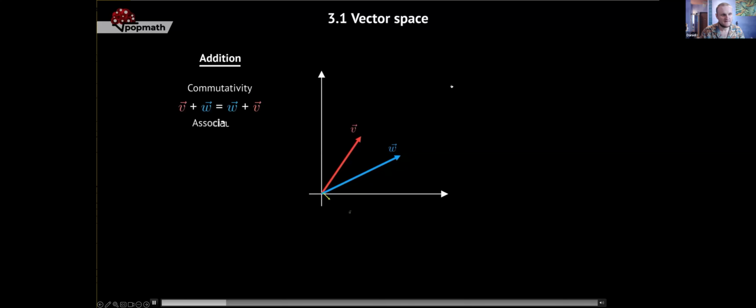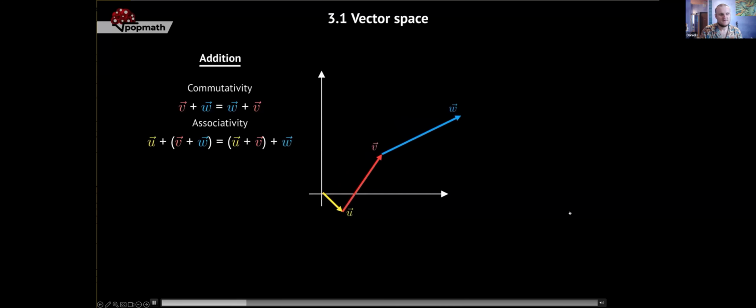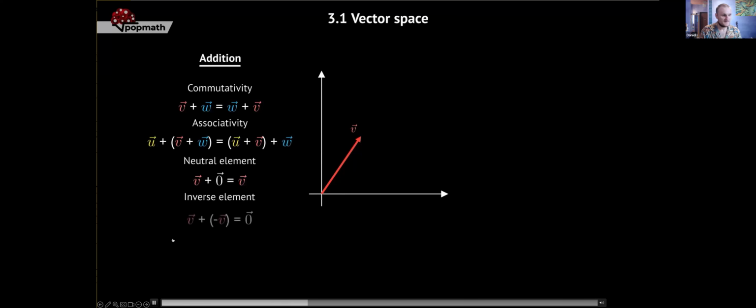We say that addition is a commutative operation, which means it doesn't matter if you add v to w or otherwise. The result is the same because we arrive at the same point. The operation is associative, which means that brackets really do not matter. We arrive at the same point no matter which steps we do first. There is a neutral element, the zero vector: you add it, and nothing happens. And there is an inverse element: you add it, and you arrive at a zero vector.